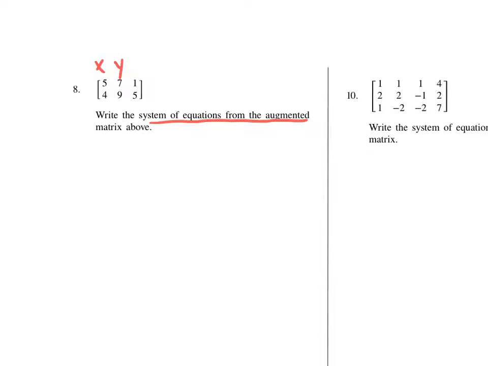This is the y column. And here's the augment for those variables. So there's x and there's y. So we could write that like this: 5x plus 7y should equal 1. And the other one would be 4x plus 9y is equal to 5.